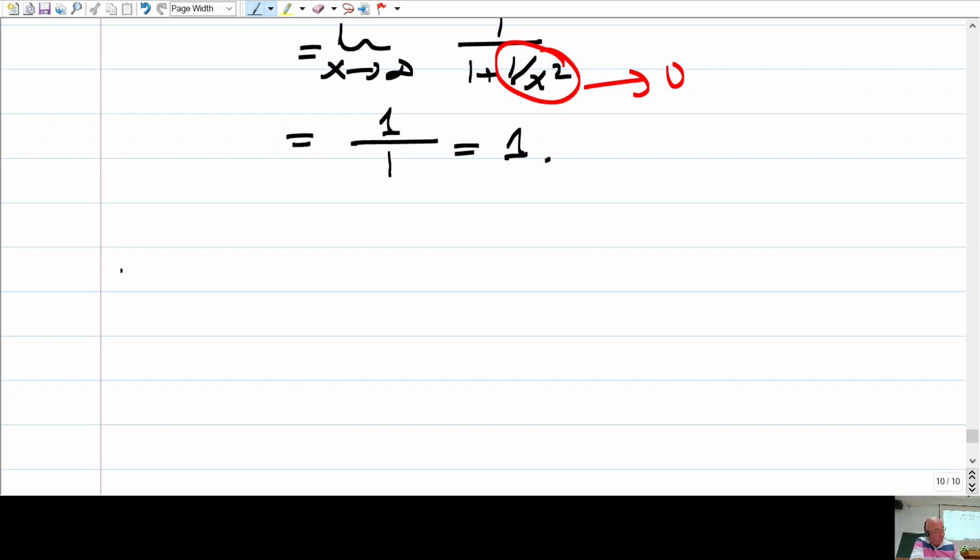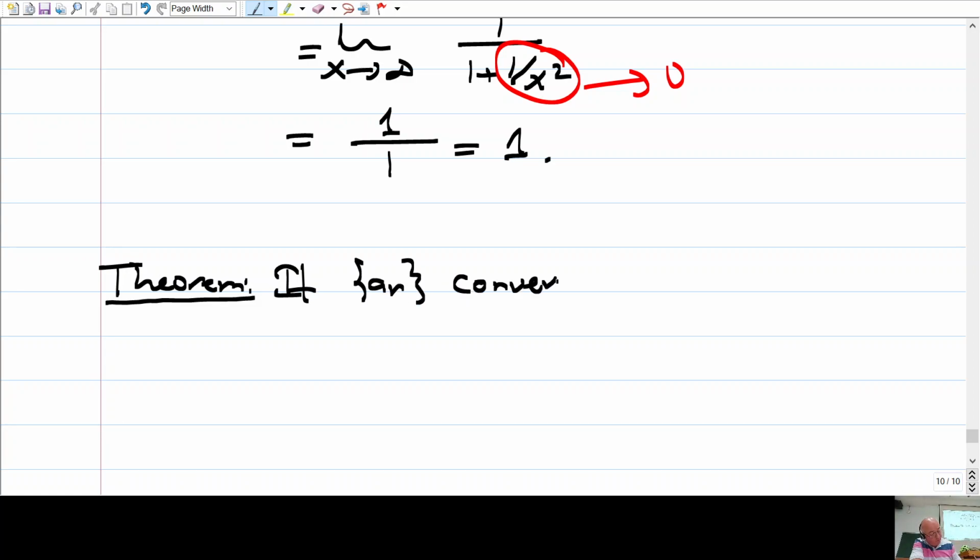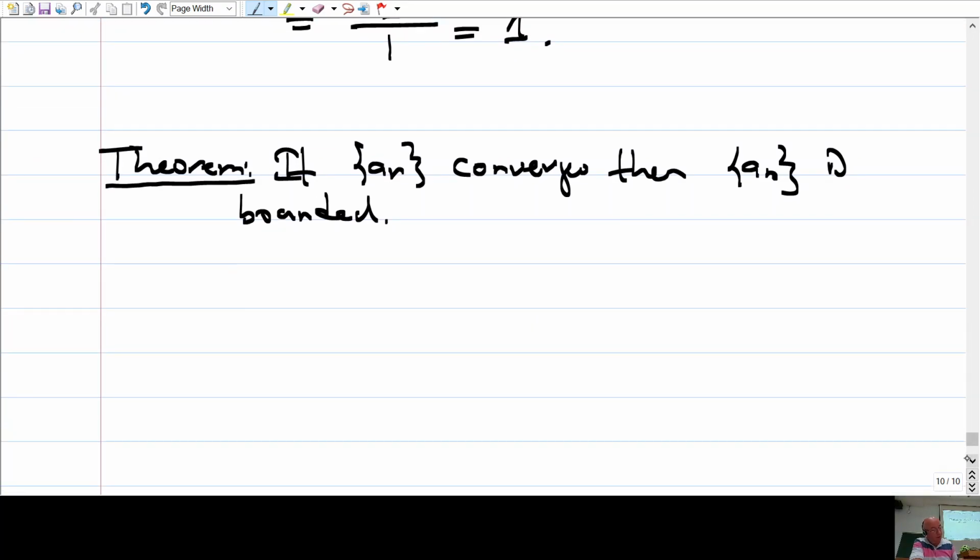We have a fact stated as a theorem. It tells us the following. If a_n converges, then a_n is bounded. Okay. If a sequence is convergent, then it has to be bounded. Of course, this is true.